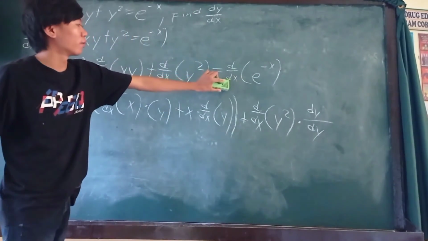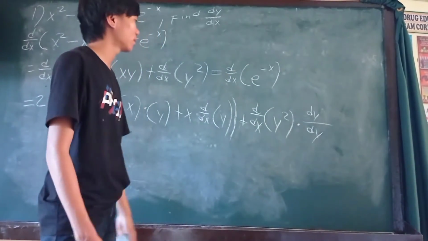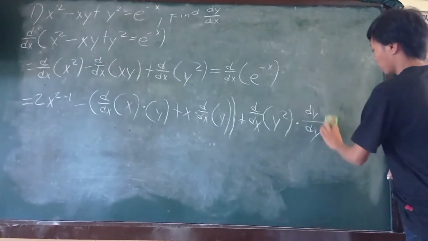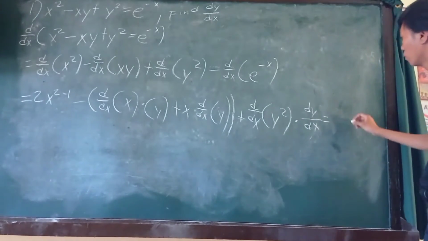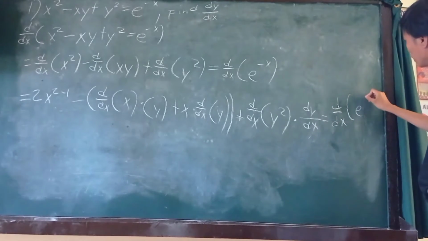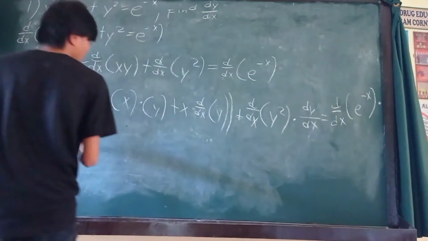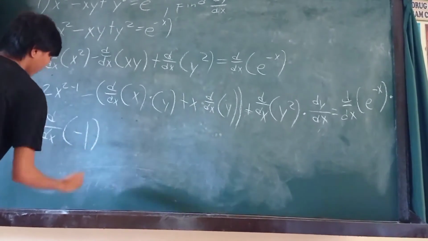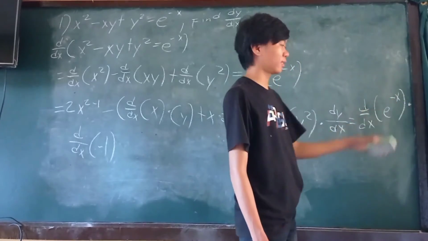Then the derivative of e raised to negative x, we use the chain rule again. So it's equal to d over dx of e raised to negative x times d over dx of negative x. Because the derivative of the variable negative x is always negative 1.